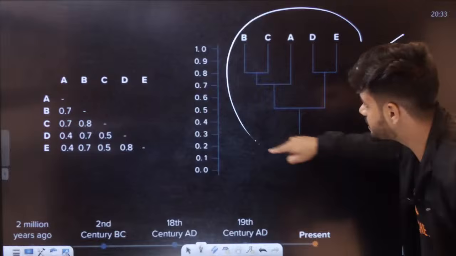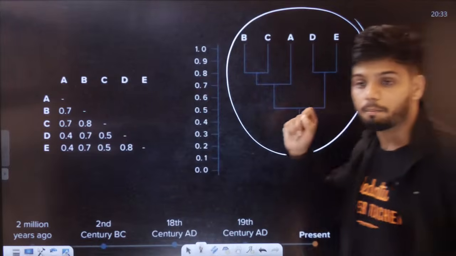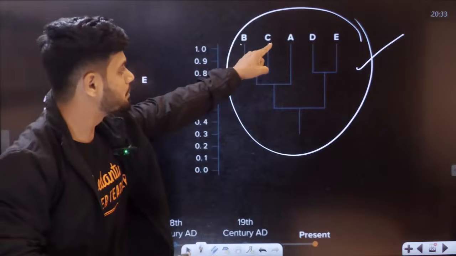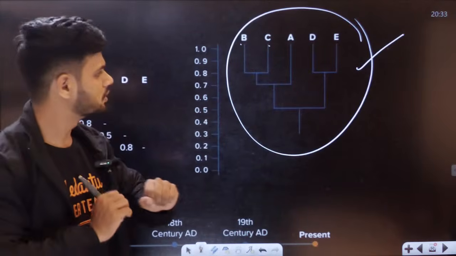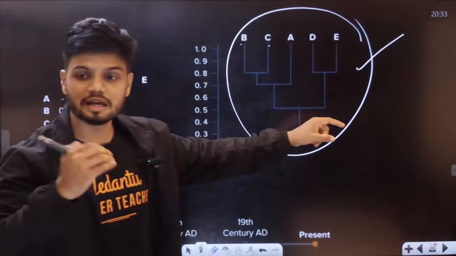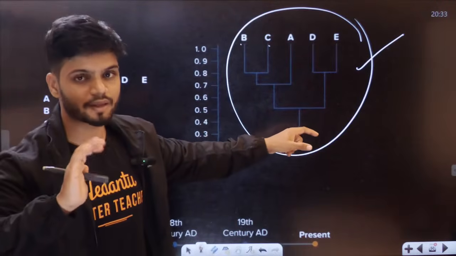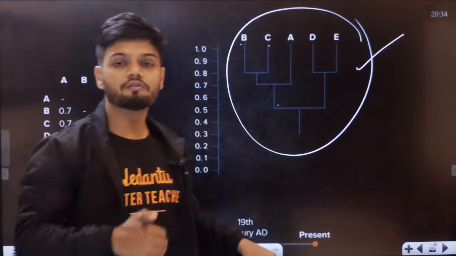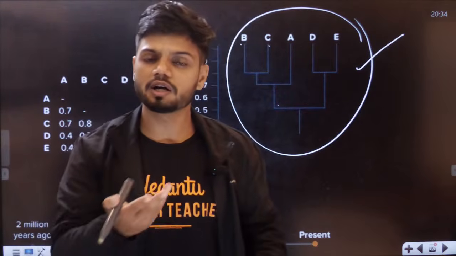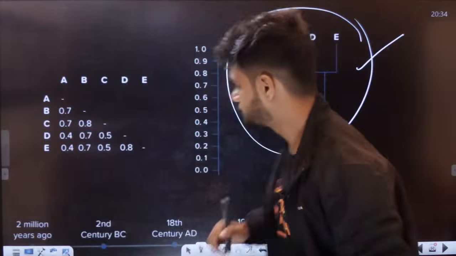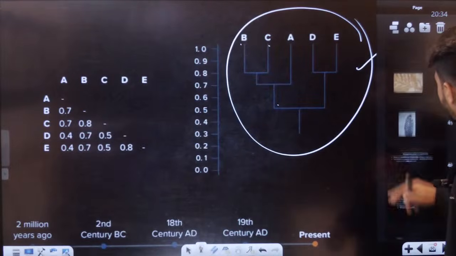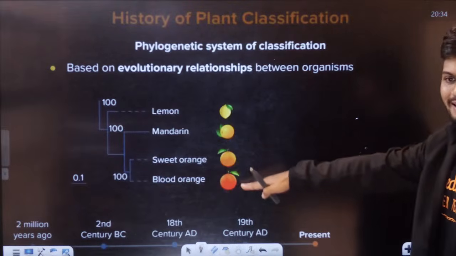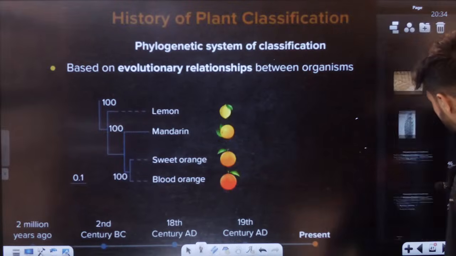Now based on this information, I can tell this plant and this plant have some connection. This plant and this plant have a common ancestry. Yes or no? Now from this plant, we got a new plant later on. With the help of this, we can do the phylogenetic system of classification. The whole point of phylogenetic is to find the connections.